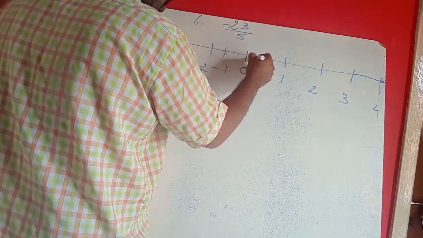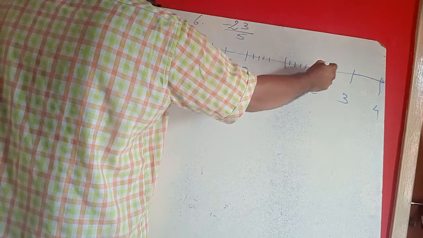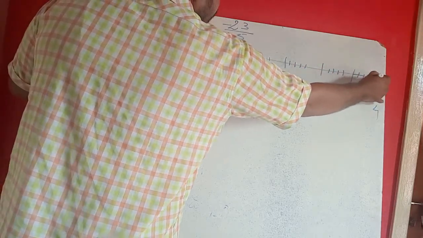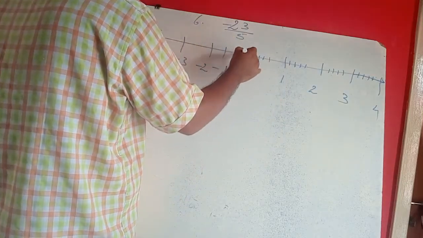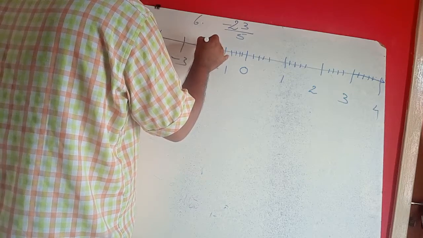0, 1, 2, 3, 4, 5. The fifth line is 1. 1, 2, 3, 4, the fifth line is 2. 1, 2, 3, 4, the fifth line is the next one. 1, 2, 3, 4, fifth line.